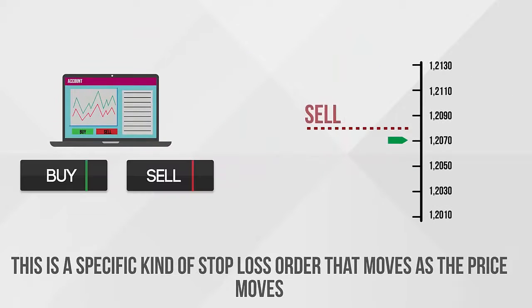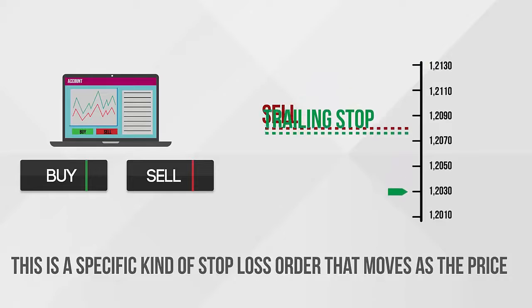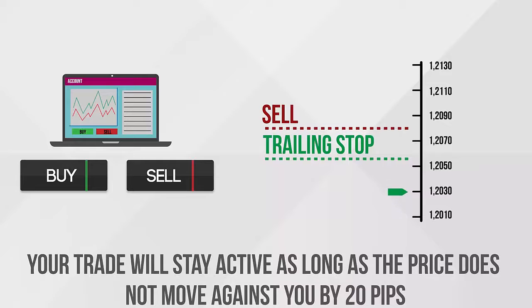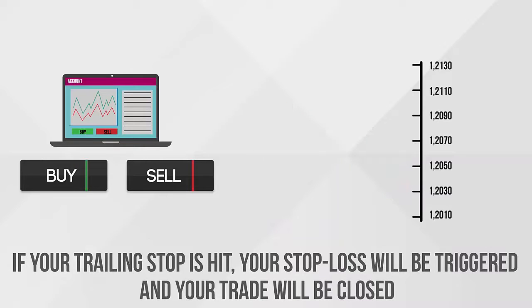Trailing stop. This is a specific kind of stop loss order that moves as the price moves. Your trade will stay active as long as the price does not move against you by 20 pips. If your trailing stop is hit, your stop loss will be triggered and your trade will be closed.